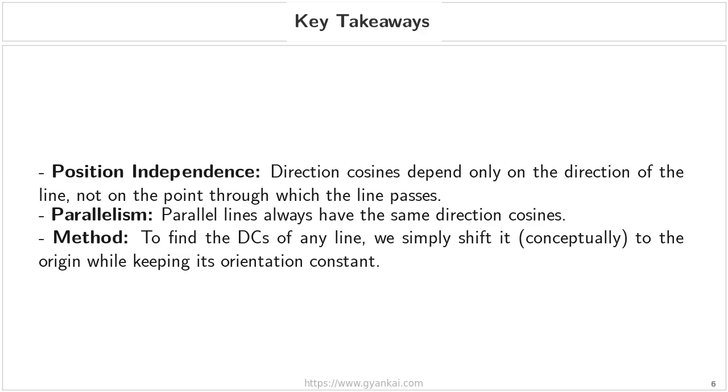Finally, let's recap the method we've learned. If you are faced with a line that does not pass through the origin, do not let that intimidate you. Your strategy should be to conceptually shift that line back to the origin. By creating a parallel line that passes through 0, 0, 0, you can easily identify the angles and calculate the cosines, knowing that these values apply perfectly to your original line.